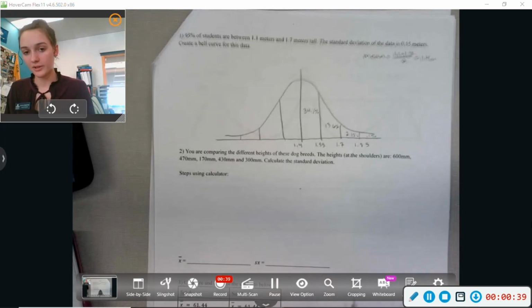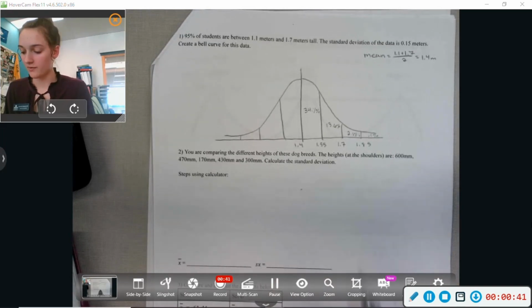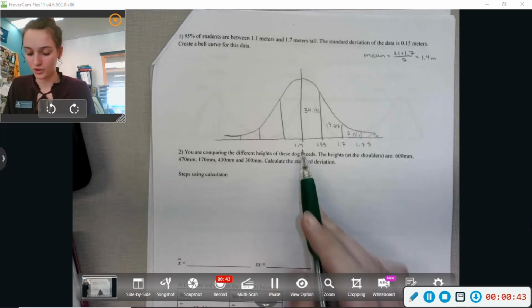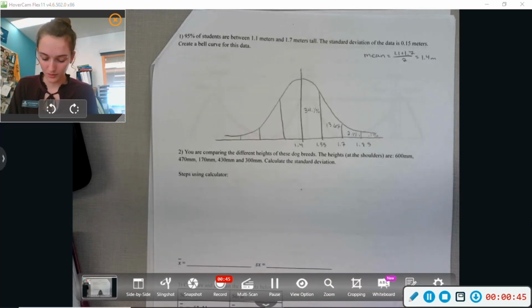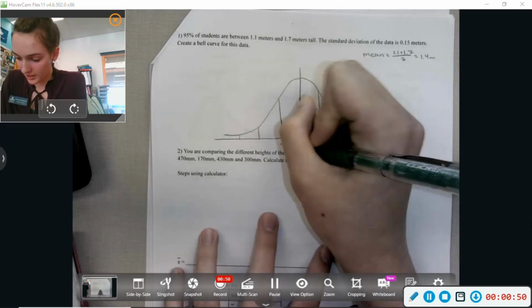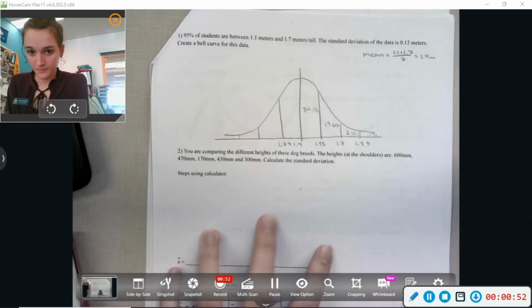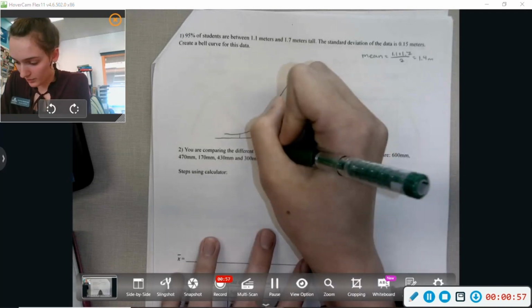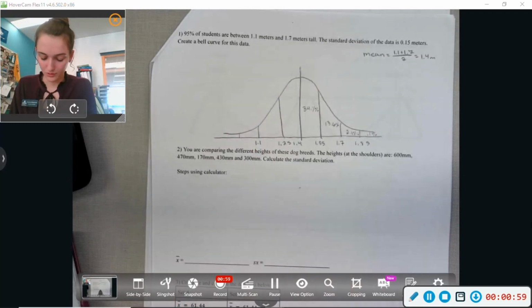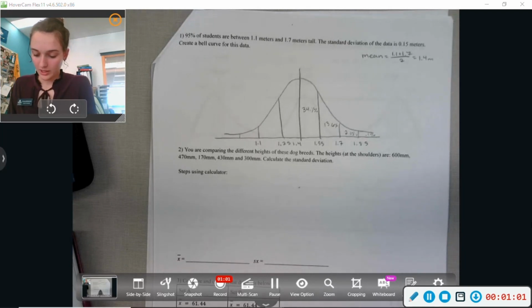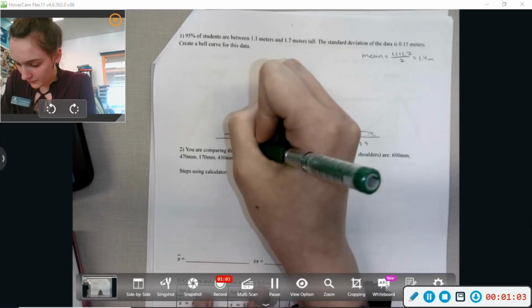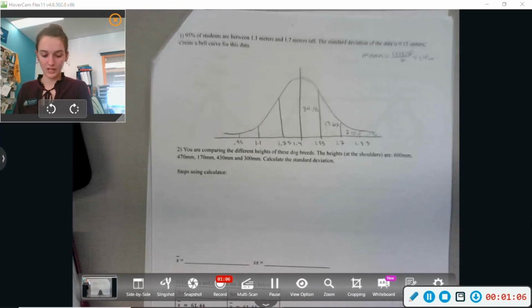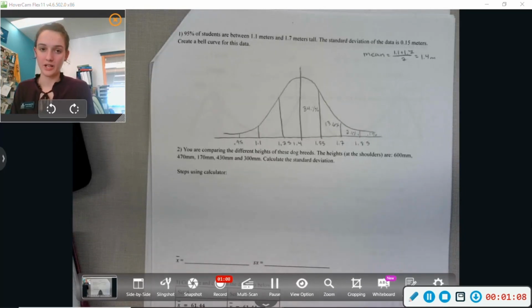Now we're going to do the same thing in the other direction. Instead of adding 0.15, I'm going to subtract 0.15. So I'm going to start out with 1.4 and subtract 0.15. That gives me 1.25. I'm going to do that again, subtract 0.15, and that gives me 1.1. Then I'm going to do it one more time, and it gives me 0.95. So that is how you make a bell curve given a set of data.